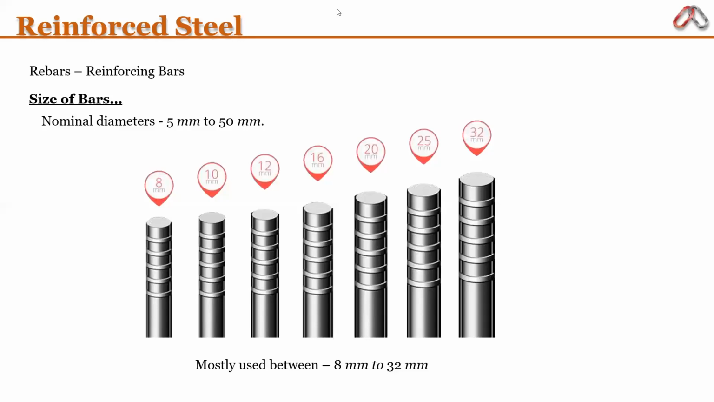So the common sizes are 8, 10, 12, 16, 20, 25 and 32. These are the mostly used reinforcing bars for the steel, that is between 8 mm to 32 mm, depending upon whether your design is safe or not. So depending upon that, you have to use these diameter bars.